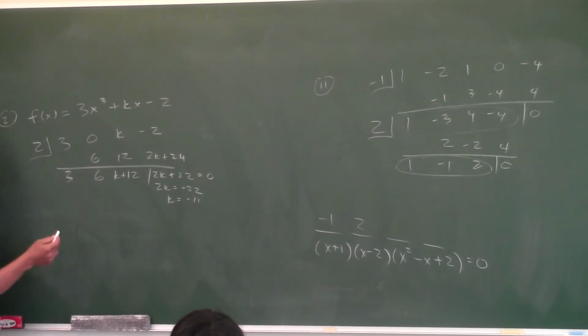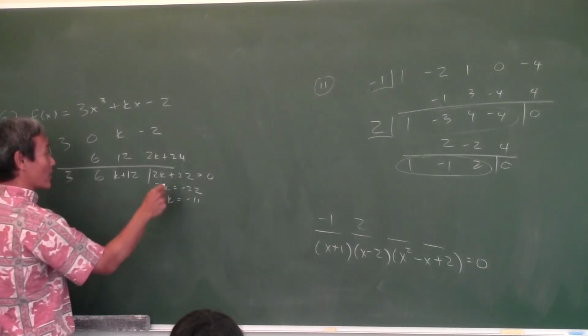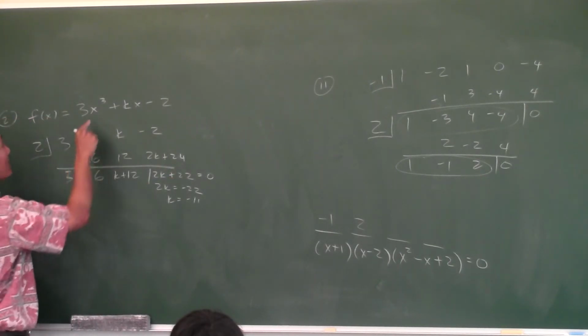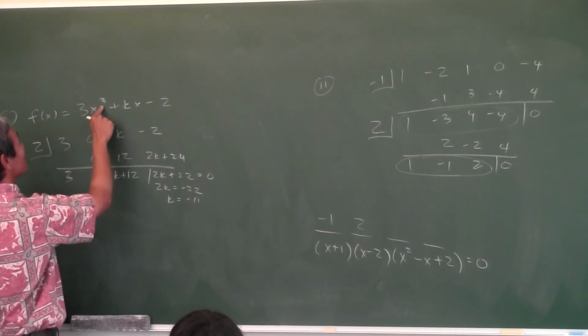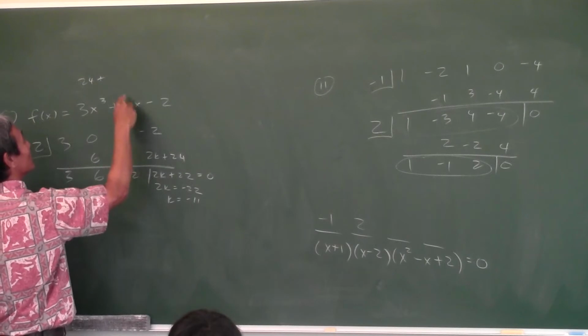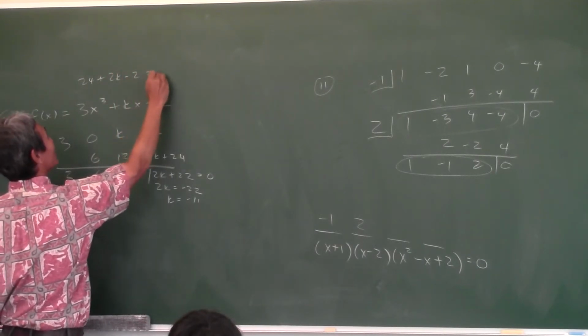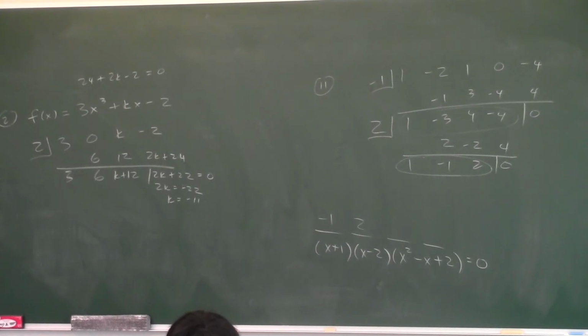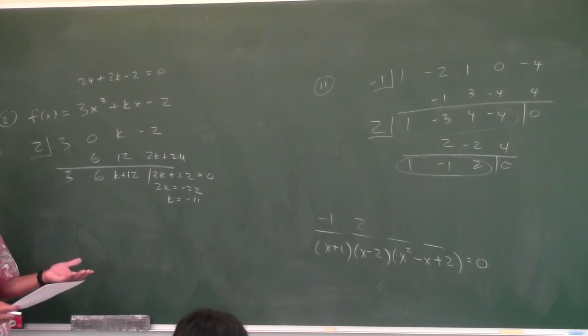But remember, the remainder theorem says the remainder is the same thing as taking the 2 and just plugging it in. If I plug in 2 here, look, what is 2 cubed times 3? 24. Plug in 2. 2k minus 2, I want that equal to 0, then now you're down at that step already. Isn't it way faster? That's the remainder theorem.